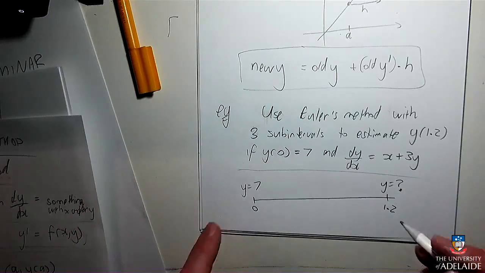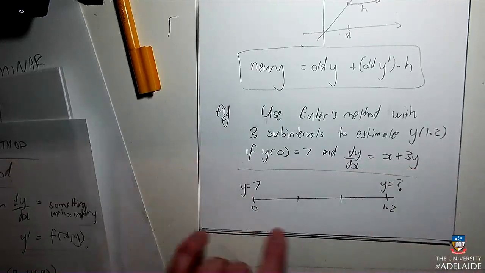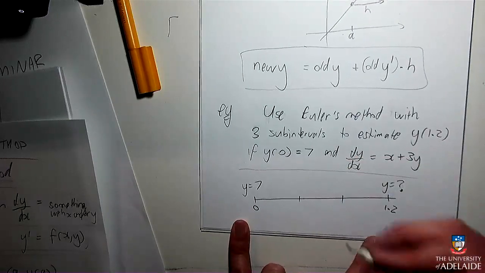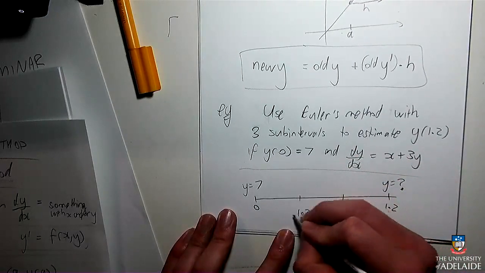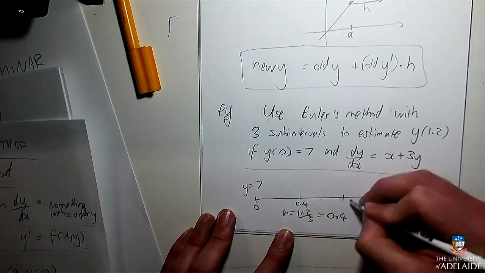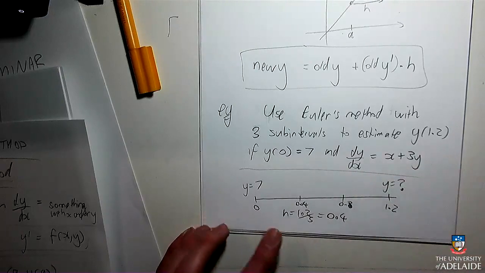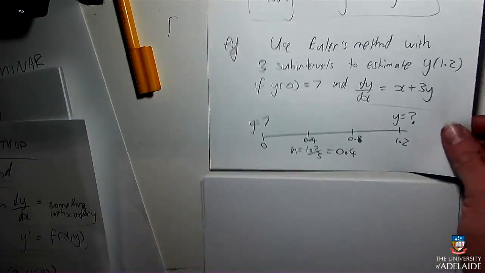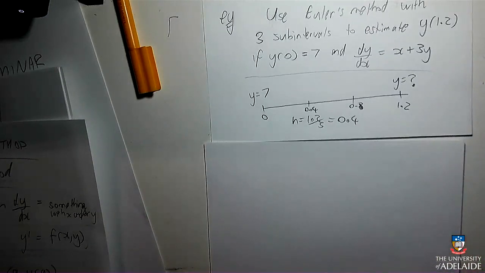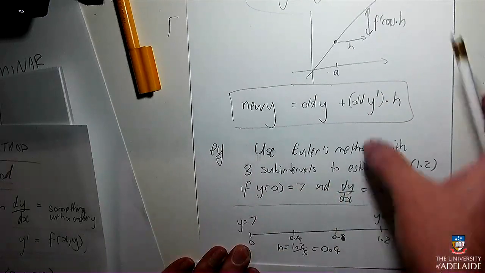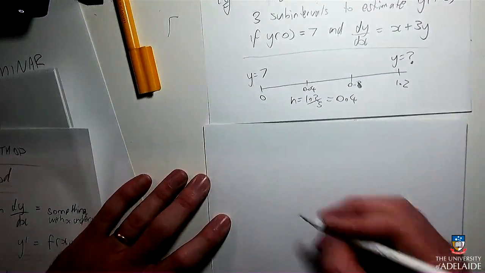And I want to divide this into 3 subintervals. So I'm going to have to divide this width by 3, which happens to be a neat little number of 0.4. So 1.2 divided by 3 is 0.4. So this is 0.4 and this is 0.8. Okay. Cool. So in order to calculate this, I'm going to need to know what the old y is, what the old y dash is, and what the new y is. And so I have a table that has all of those things in it.